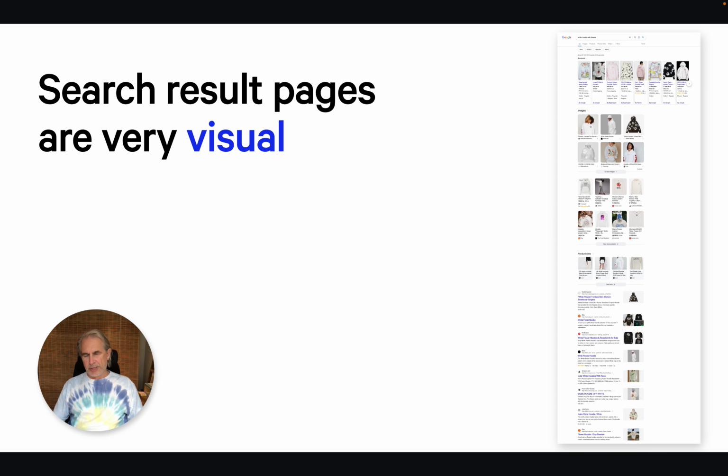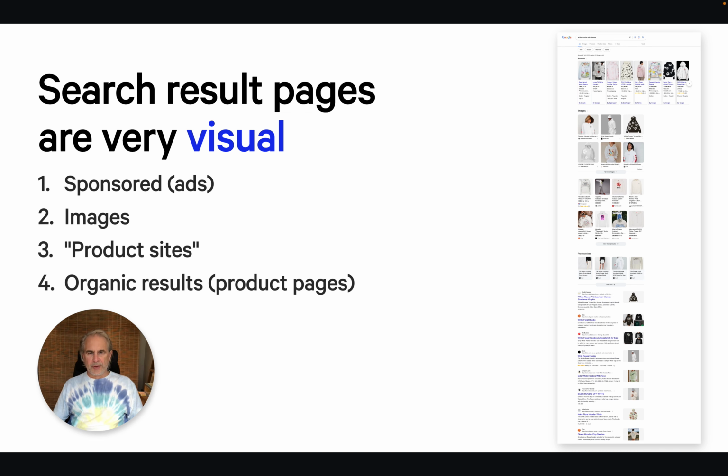On the whole, search result pages on Google are very visual. We can see that images, both sponsored and organic images collected by Google, dominate the top of the page. And if we look at the actual order, you get the sponsored ads first, then images, and then something called product sites, and lastly you get the organic results, which is basically a collection of information from different product pages.